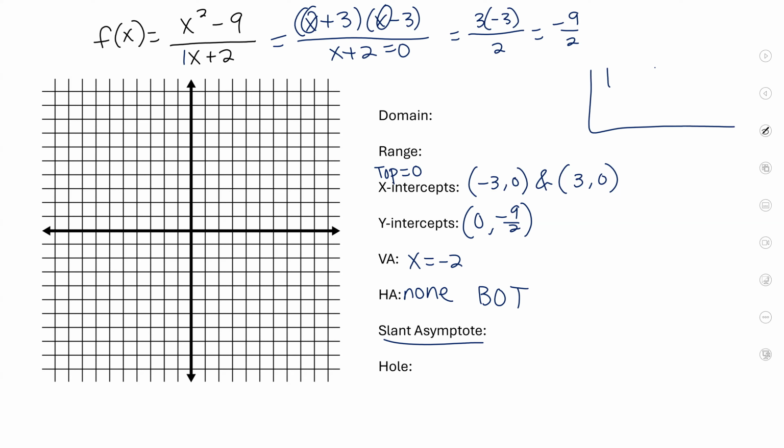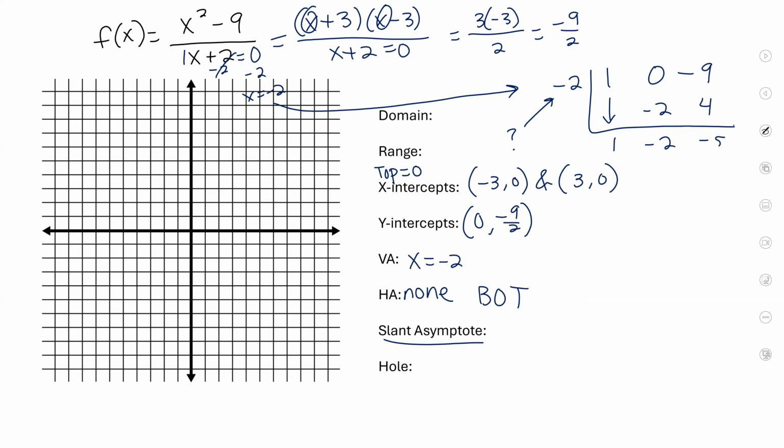It'll be 1, 0, negative 9. On the outside will be negative 2. How did we get negative 2? You set this equal to 0, and you solve it. You get x is negative 2. That's what goes out here. Bring down the 1, negative 2, add, negative 2, multiply, you get 4. This part doesn't really matter because that's your remainder. We don't need that. This is your answer. So that's y equals x minus 2.